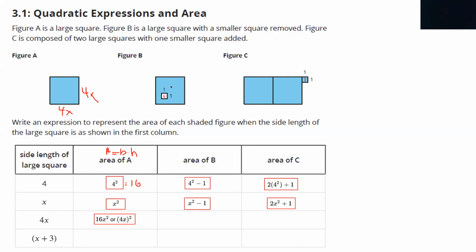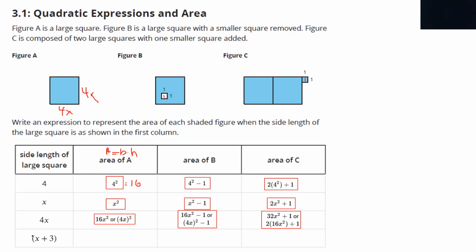Now, what would be the area of square B? That would be following the same pattern. It would be 4x squared, and we're always subtracting this one. And what would it be for this figure? It would be 4x squared times 4x squared plus 1. So we would get 2 times 16x squared plus 1.